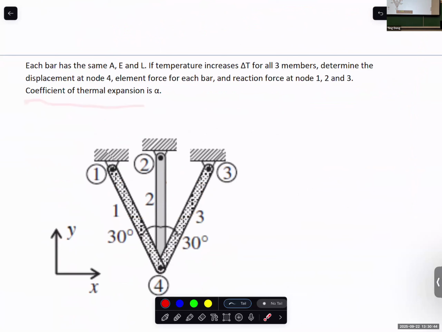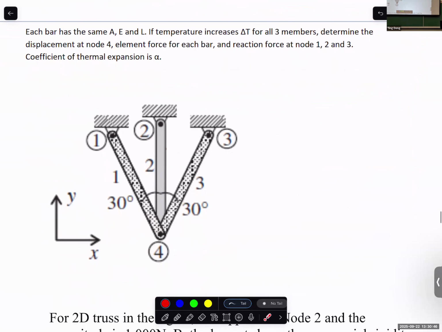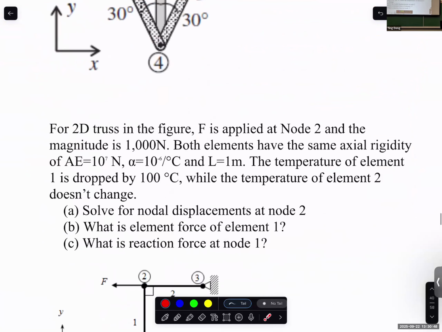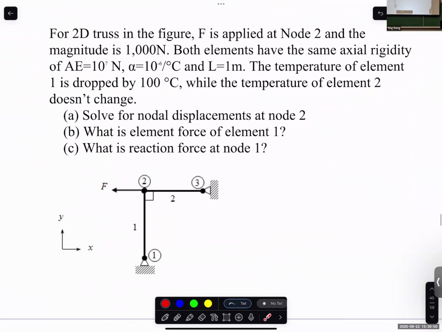The coefficient of thermal expansion alpha is given information; it is not asking you to calculate the coefficient of thermal expansion. And for this one, solving the nodal displacement is always the first step. If I don't ask you to solve the nodal displacement, you still need to solve it before you calculate the element force and reaction force.